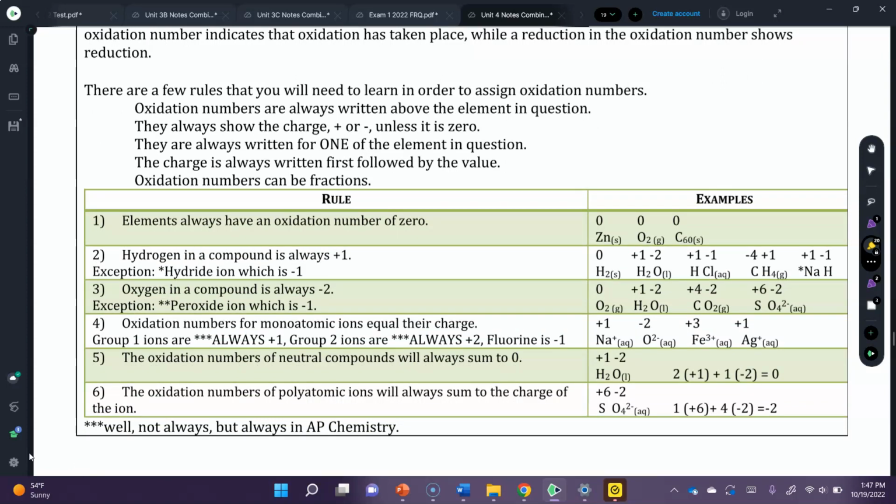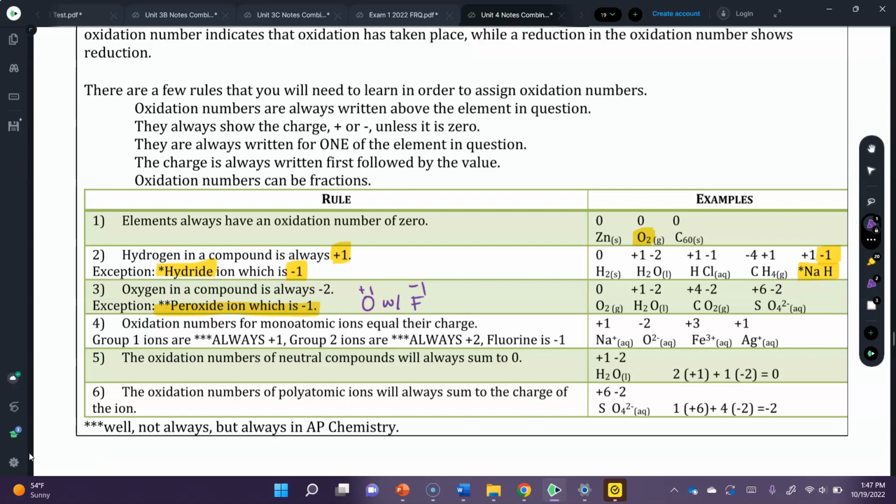There are some rules that you will need to learn in order to assign oxidation numbers, and they are listed here. Okay, elements are always 0. That includes diatomic elements. Hydrogens in compounds are always +1, except when it is a hydride ion. A hydride would be like the sodium hydride here, where hydrogen is a -1. Oxygen in a compound is always -2. Peroxide is -1. The other exception I'm going to add is if oxygen is with fluorine. Fluorine gets the negative and oxygen would have a positive, or would be determined after.